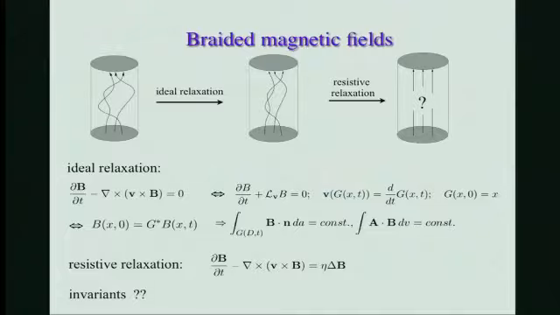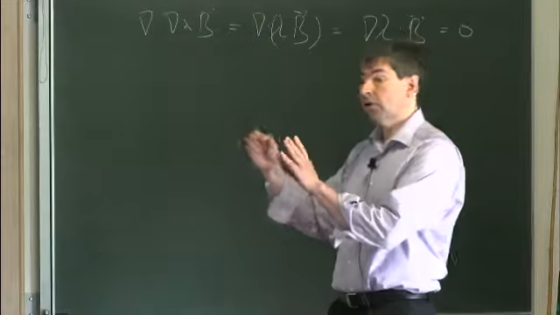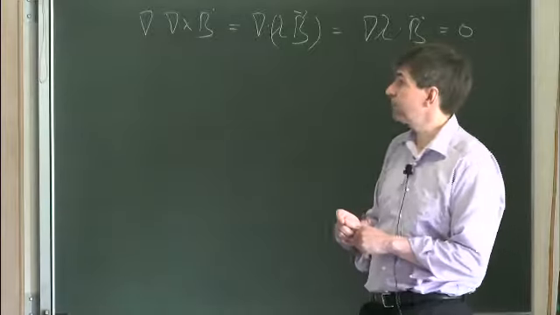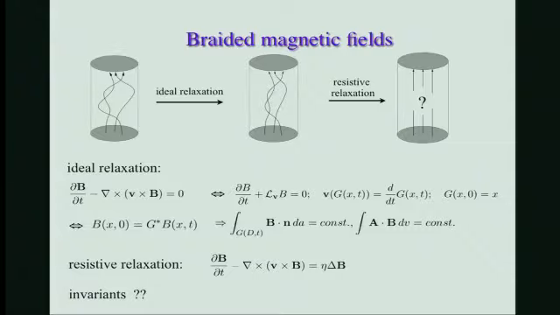Now, formally, we could make a distinction in this relaxation. We could divide the whole process into two subprocesses, which is first an ideal relaxation and then a non-ideal relaxation or resistive relaxation. And then we could look at possible invariants of these two stages of relaxation. Now, for the ideal relaxation, almost all is known.